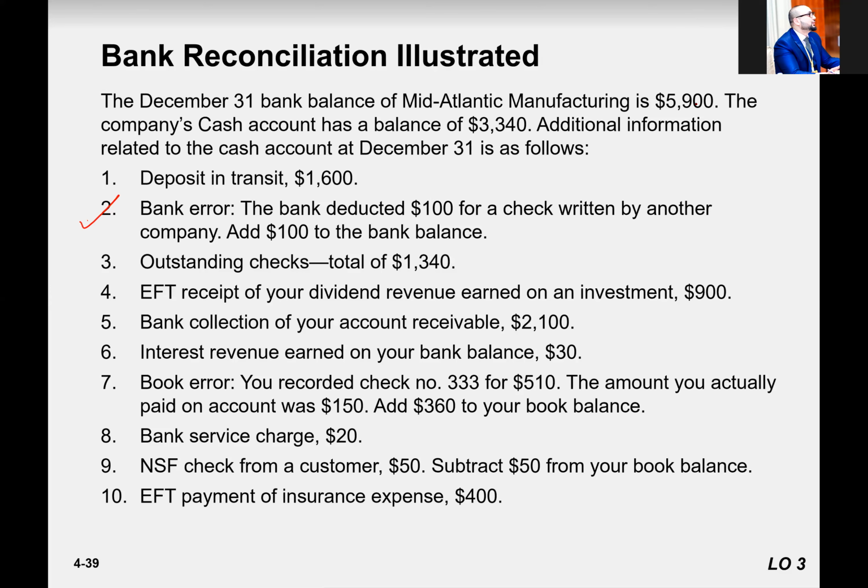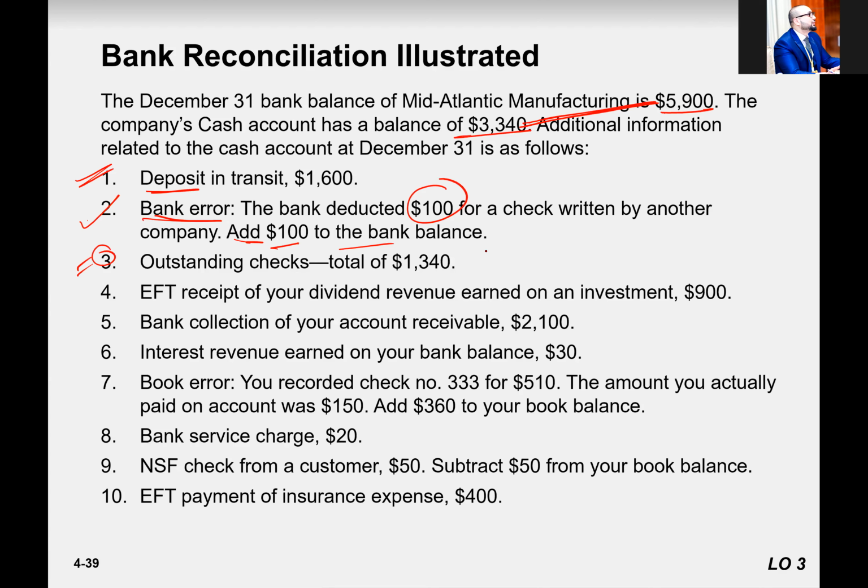Here we go. On December 31st, the bank balance of Mid-Atlantic Manufacturing was 5,900. The company's cash account balance was 3,340. So there is clearly a difference between the two. The additional information is as follows. Deposit in transit is equal to 1,600, a deposit that we need to receive. Bank made an error. The bank deducted 100 for a check written by another company, so you need to add it back to the bank balance as well.